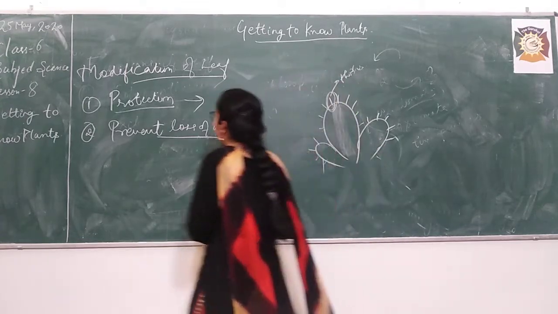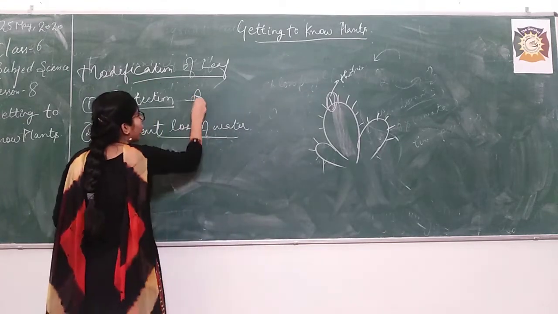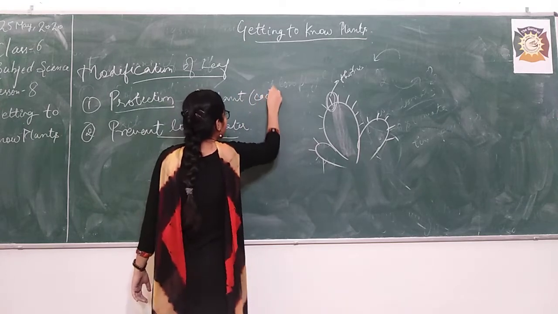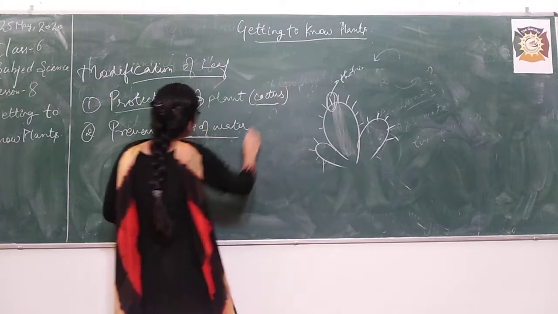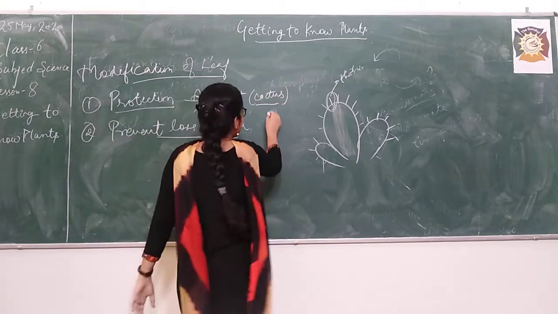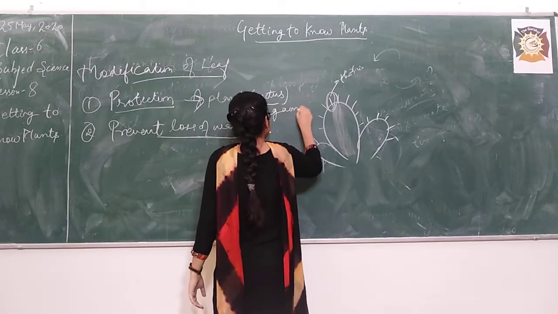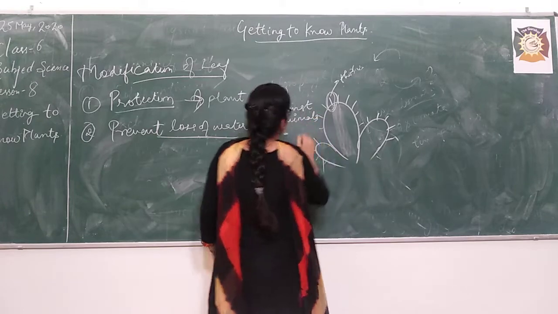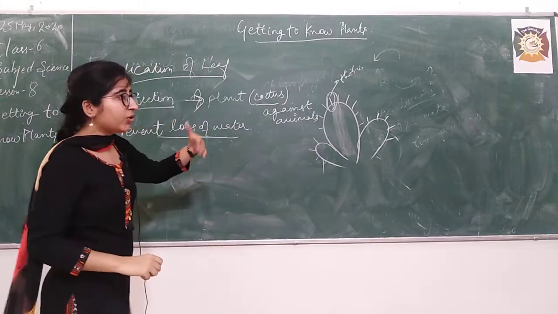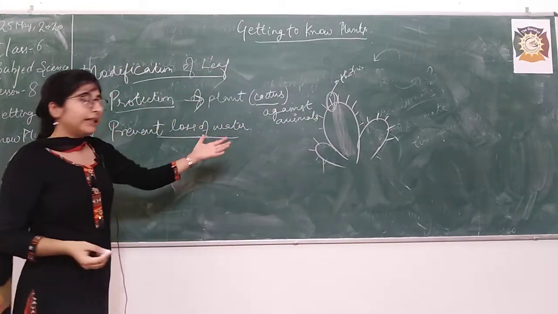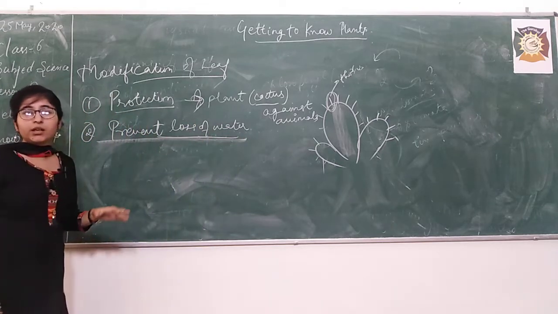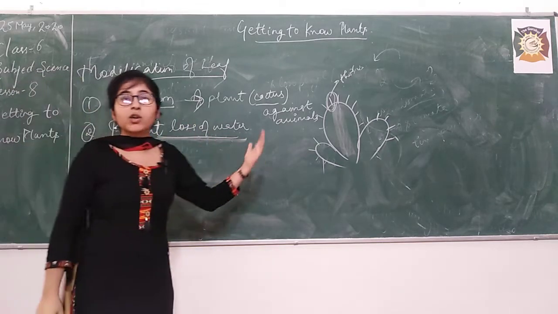So what is the function? It is protection of the plant, of the cactus plant specifically, against grazing animals, right? Against animals. Now when the grazing animals reach here, they will not eat this plant. So after this, the second function, what is it? Prevention of loss of water.